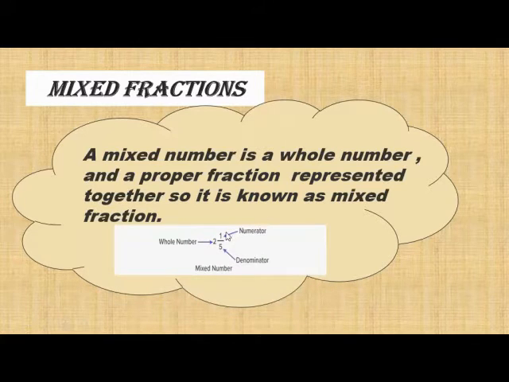2 whole 1 upon 5. As you can see, 2 is a whole number, 1 is the numerator and 5 is the denominator. These fractions are known as mixed fractions.